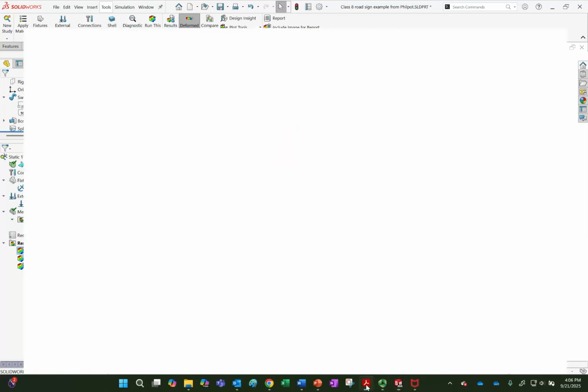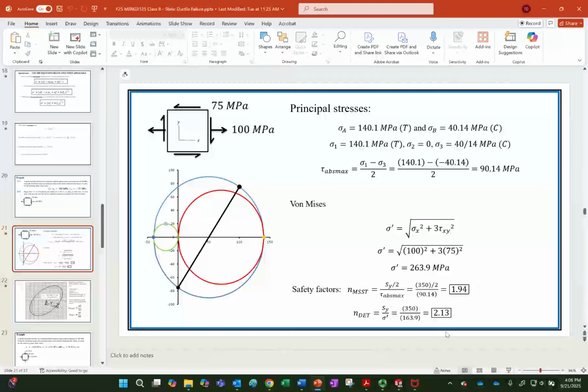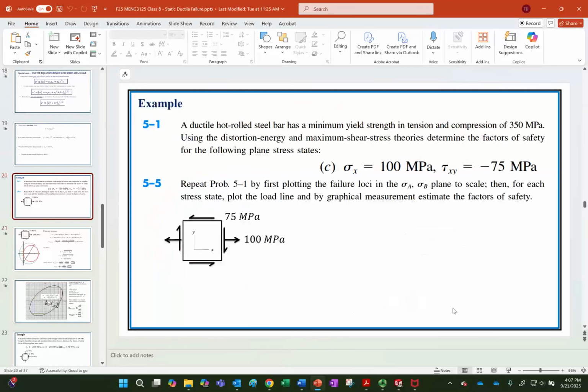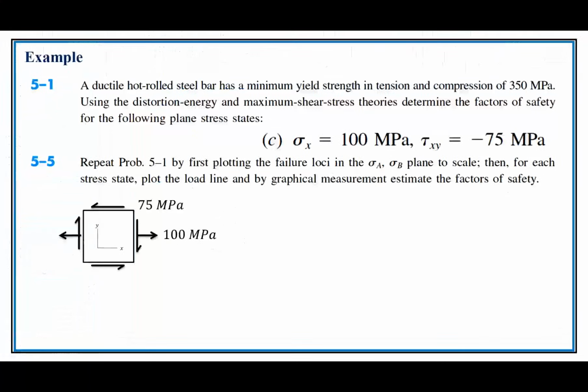All right, continuing on here with class number 8. Here are some examples. All right, so here is an example from problem 5.1 and 5.5 from the textbook.